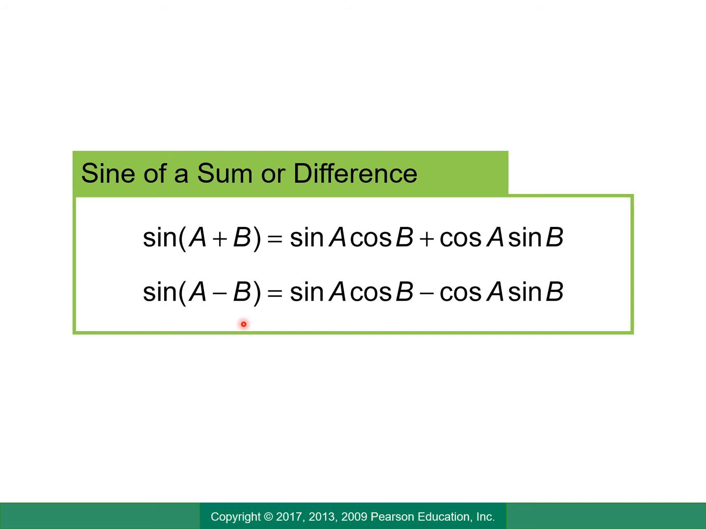So if you remember back from our cosine of a sum or difference, this plus or minus alternated, but for sine it doesn't alternate. If you have sine of a plus b, then the formula has a plus sign in it. Very much the same, sine of a minus b, the formula on the right side has a minus in it. Other than that, these two equations are identical.